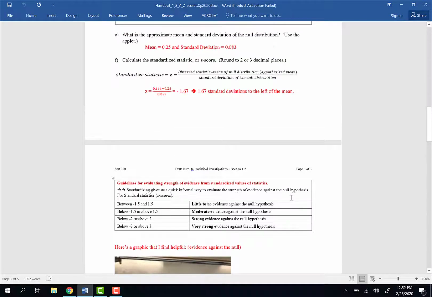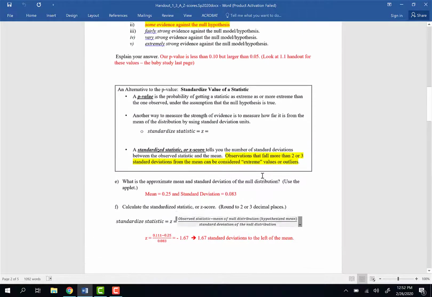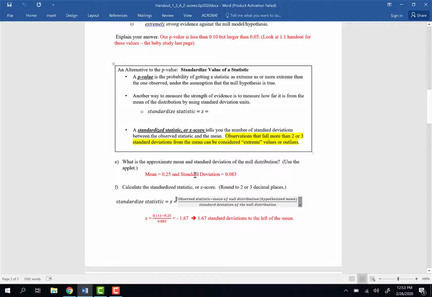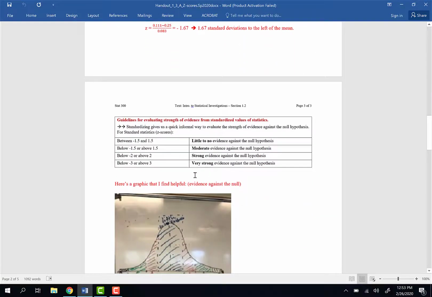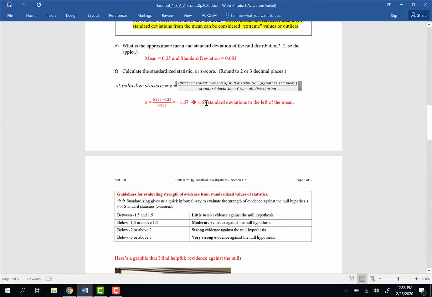So going back to the tap water versus bottled water example, when you go to the one proportion applet, we can see, and I did it based on 10,000 repetitions, our p-value was 0.065, which only gave us some evidence against the null hypothesis. Which then means, since I only have some evidence against the null, when I find my z-score, it should be in the moderate evidence against the null hypothesis range. They should give us the exact same thing, and notice that we get 1.67.